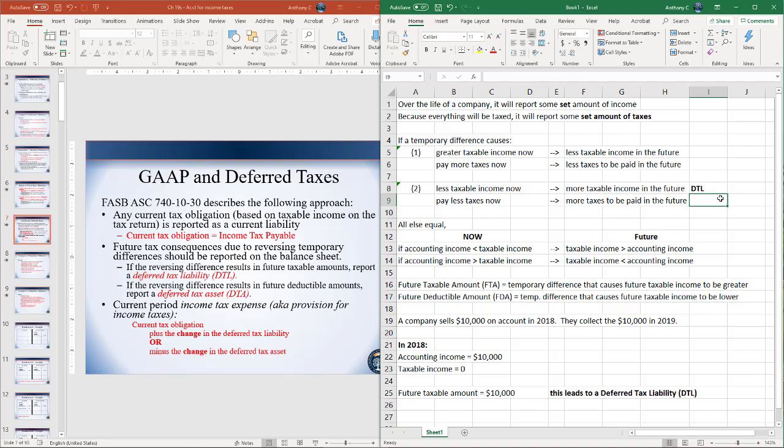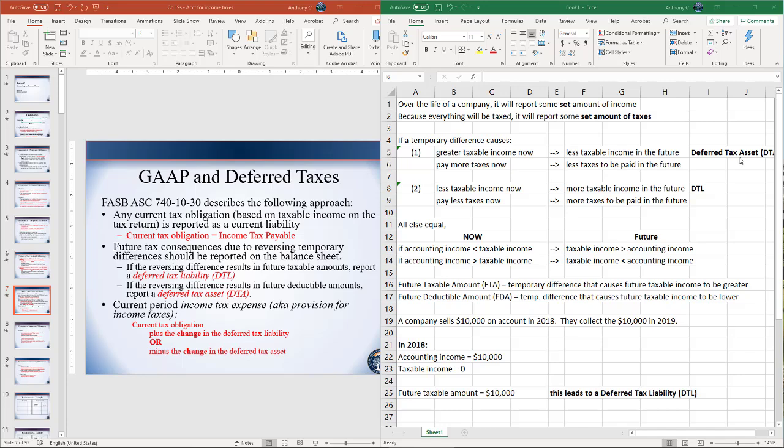If we just reverse that situation around, where taxable income in the future will be less than accounting income, in that case, that means we'll pay less taxes in the future, which then leads to a deferred tax asset, or for short, a DTA.